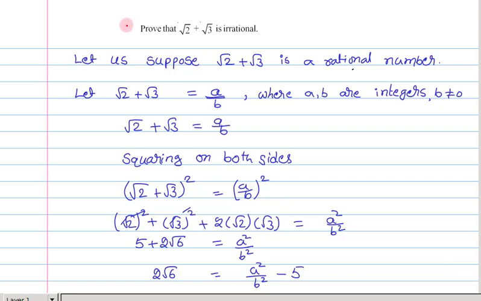Now we are going to discuss an important problem of real numbers of class 10. Let us observe the question. Prove that root 2 plus root 3 is an irrational number.